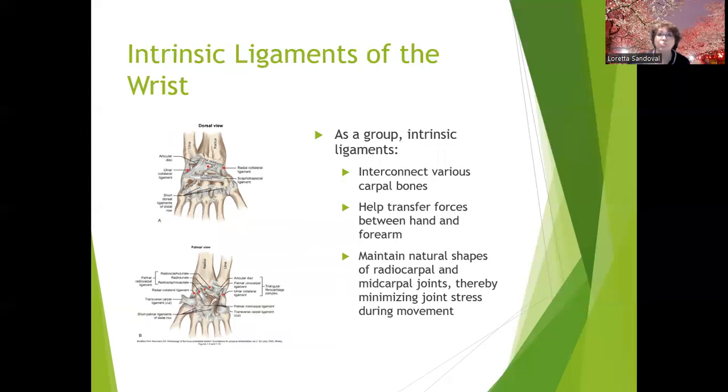So as a group, the intrinsic wrist ligaments, we're going to talk about them functionally as a group. As a group, they interconnect the carpal bones and they help transfer forces between the hand and the forearm. This is a common theme in the lower extremity and the upper extremity, the transfer of forces. The intrinsic ligaments also help maintain the natural shapes of the radiocarpal and midcarpal joints to minimize joint stress during movement. That's pretty important, right?